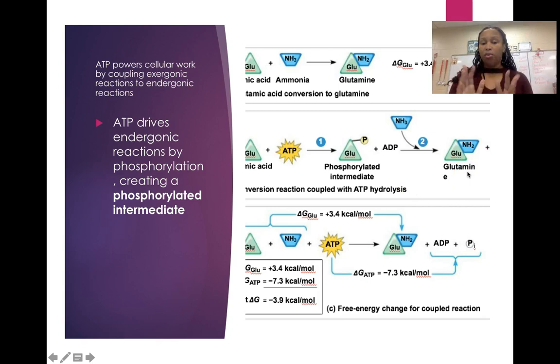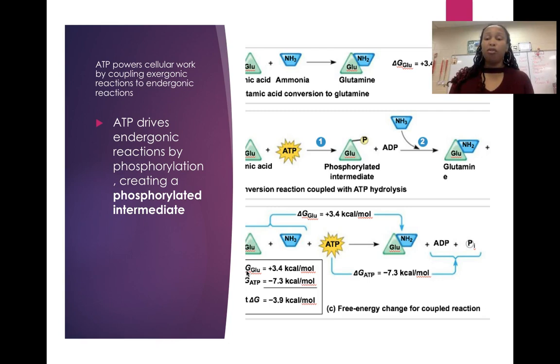Now, when I look at this process coupled together, in order to go from glutamic acid to glutamine, I needed plus 3.4 kilocalories per mole. There was a release of negative 7.3 kilocalories per mole when ATP was hydrolyzed. So the net reaction has a negative delta G of 3.9 kilocalories per mole. When you have energy coupling, the overall net reaction of the exergonic driving the endergonic is an exergonic reaction.